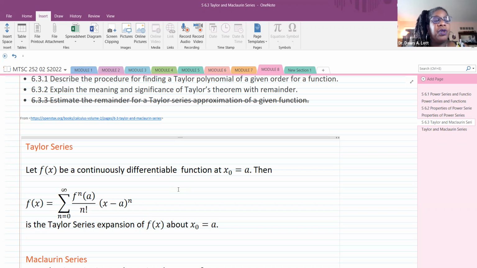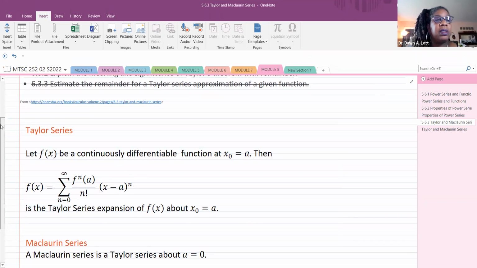If you remember, our power series look like some Cn times x minus x naught to the n. So this f of x is equal to the sum n equals 0 to infinity. I need the nth derivative of whatever function I'm looking at, divided by n factorial, and then of course multiplied by x minus a to the n. This is a Taylor series expansion of a function f of x about the point x naught, which I'm now letting equal a. Okay, so that is what a Taylor series is.